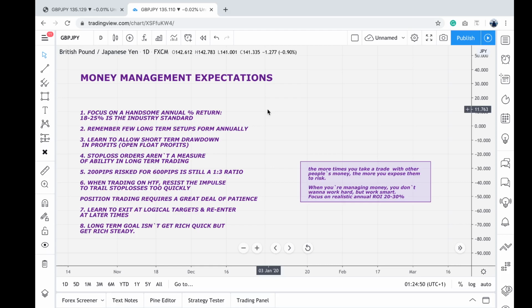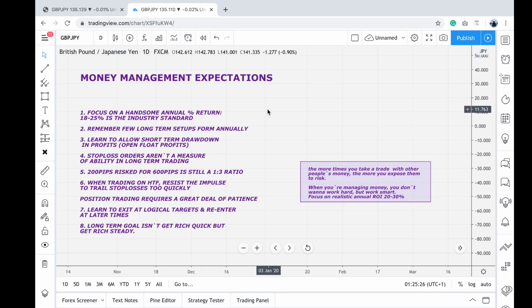Number 8, the long-term goal isn't to get rich quick, but to get rich steady. Remember what I keep saying during this section: you want to do the least work possible and make the most money, because that is what the goal of fund management is all about. Doing the least work to make the most money. Those who manage fund accounts, the successful fund traders, don't really do much. That's why you see them go on vacation all the time. You're not trading every single week. You're only looking for the best setups to take trades on.